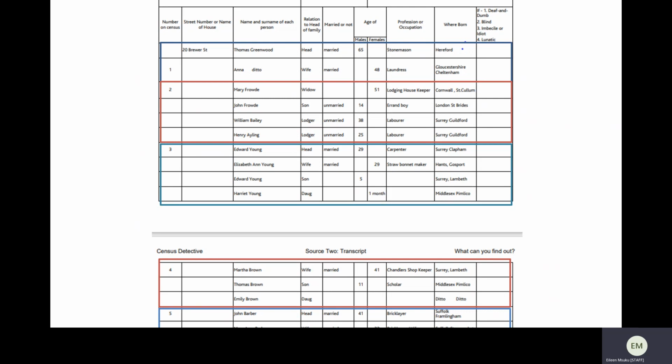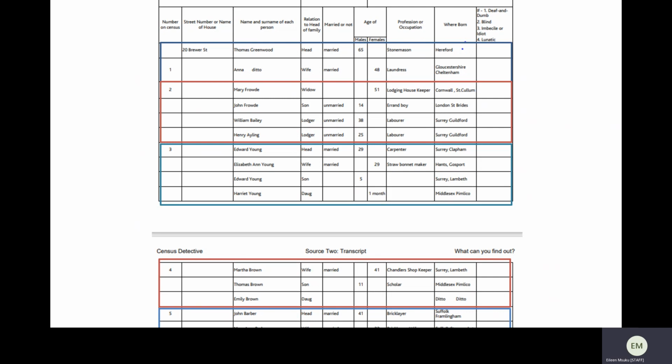And she was born in Cornwall, and she lives there with her son, who's 14, John, and he's an errand boy, so he does lots of little jobs and bits and bobs all around the city. I expect he sometimes delivers news, or he passes messages on to people, because we didn't have phones in those days. And he was born in London.